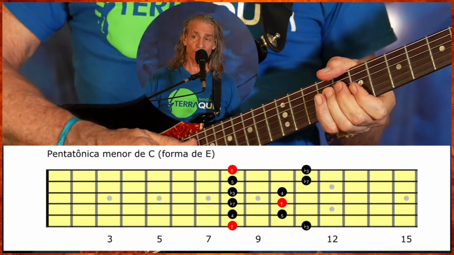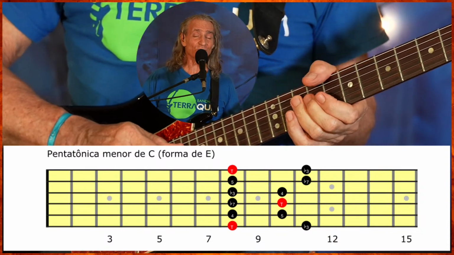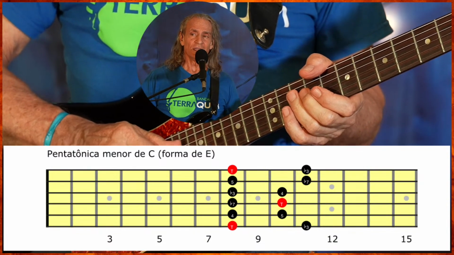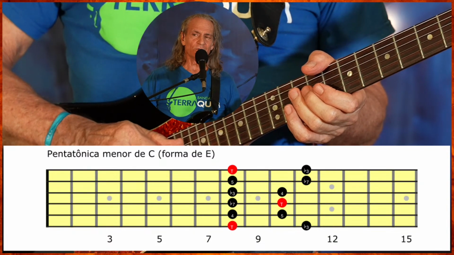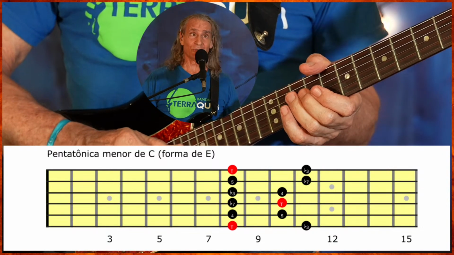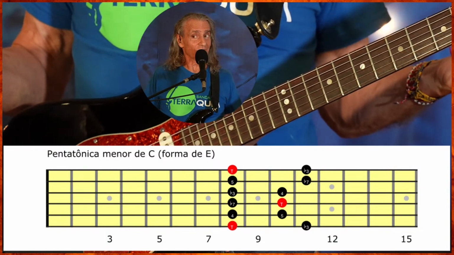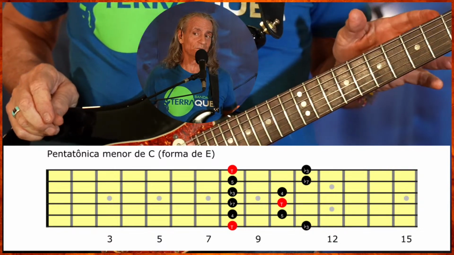So anyway, here's the C right here. Right next to it, that's the 4th. And in the pentatonic scale, the 4th is the 3rd note of the pentatonic scale, because there's 8 notes in the scale, and we take out 2 of them.